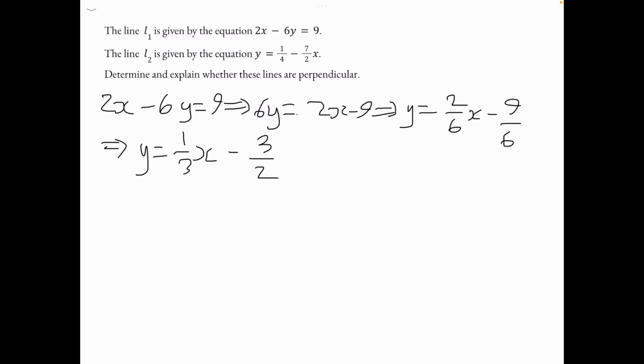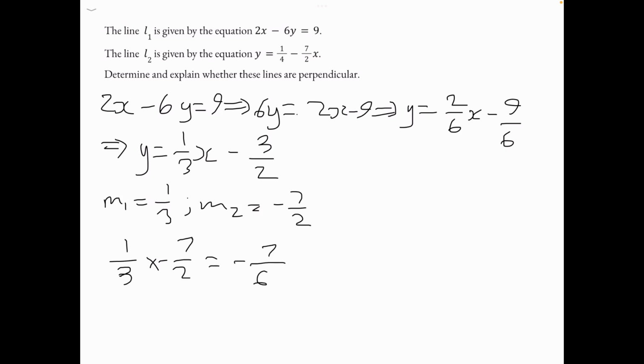So now we can identify the gradients. So m1 is equal to 1 over 3, and m2 is equal to -7 over 2. And now we can multiply them. So 1 over 3 times -7 over 2 is equal to -7 over 6. So since m1 times m2 is not equal to -1, therefore L1 and L2 are not perpendicular.